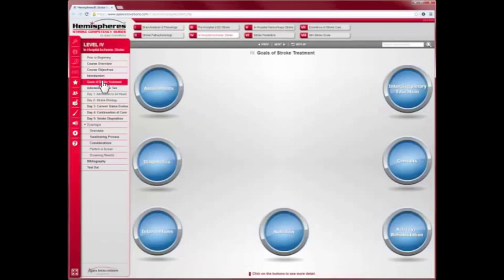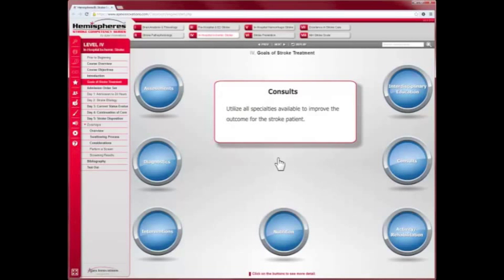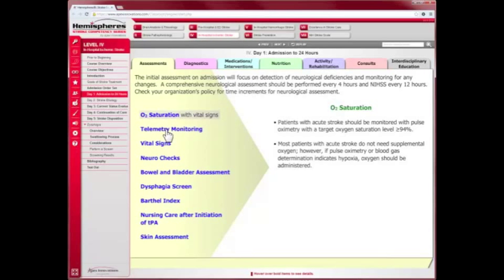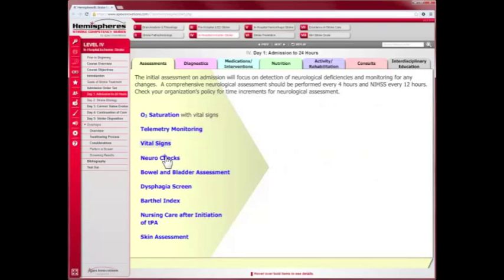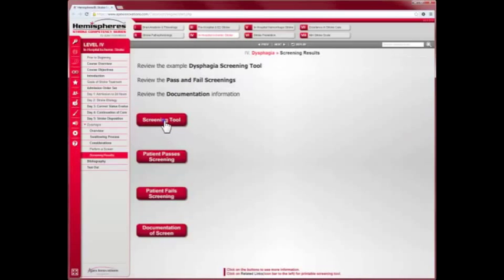Level 4 reviews the in-hospital assessment and treatment of the patient with acute ischemic stroke. Patient care is presented chronologically from hospital day 1 through day 5, presenting best practice guidelines. The goals of stroke treatment are addressed chronologically, and dysphagia screening tools are also addressed.